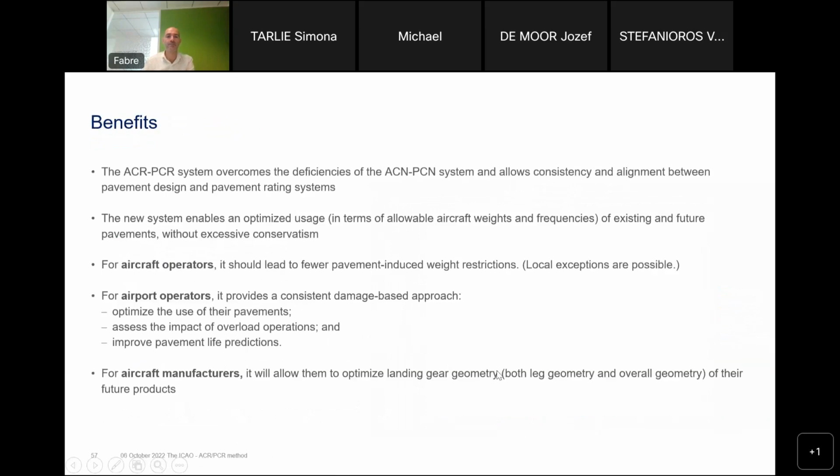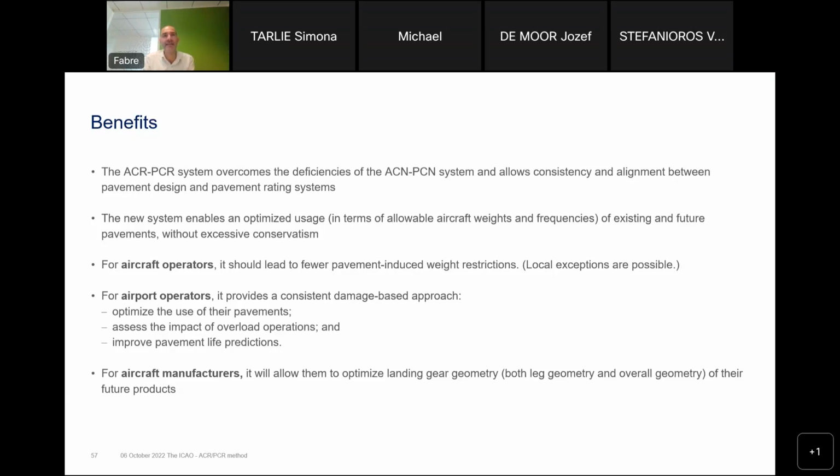So, in summary, what would be the benefits of the new ACR-PCR system? Not only for the airport, but also for the airlines. It should first be recognized that the ACR-PCR system overcomes the deficiencies and drawbacks of the ACN-PCN system, and will allow consistency and alignment between the pavement design and the pavement rating system. It was also one of the reasons why ICAO tasked its pavement subgroup to define a new rating system, because most of the ICAO member states design their pavements with a rational method.